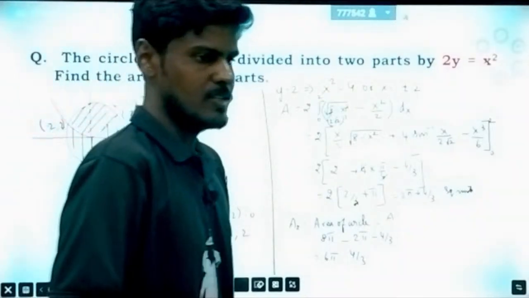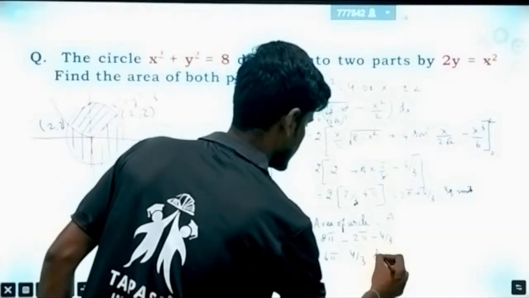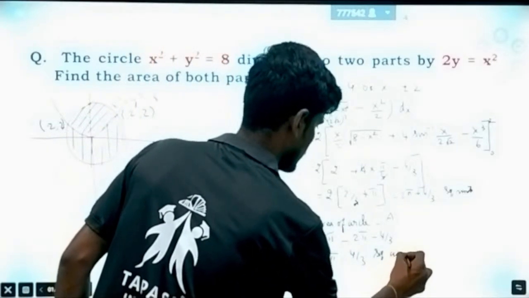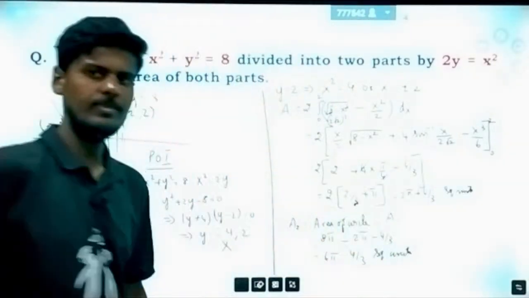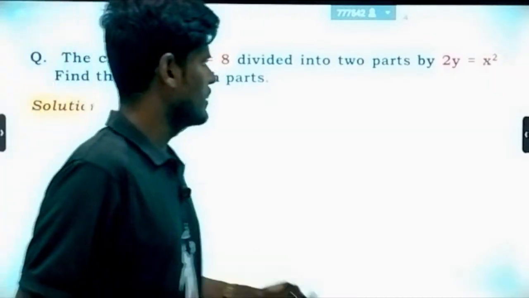Easy question. So this is how we should solve this question. Clear now? The final answer is in terms of square units. Okay. Next we will go to the other question.